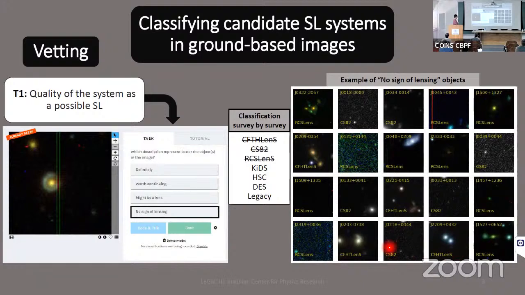The plan is, as I said, when a user chooses definitely or worth continuing, we take that object from the vetting to the tagging later. But for these 2 options, we don't want to discard the systems that have been classified as might be a lens and no sign of lensing, but they won't be in the tagging.